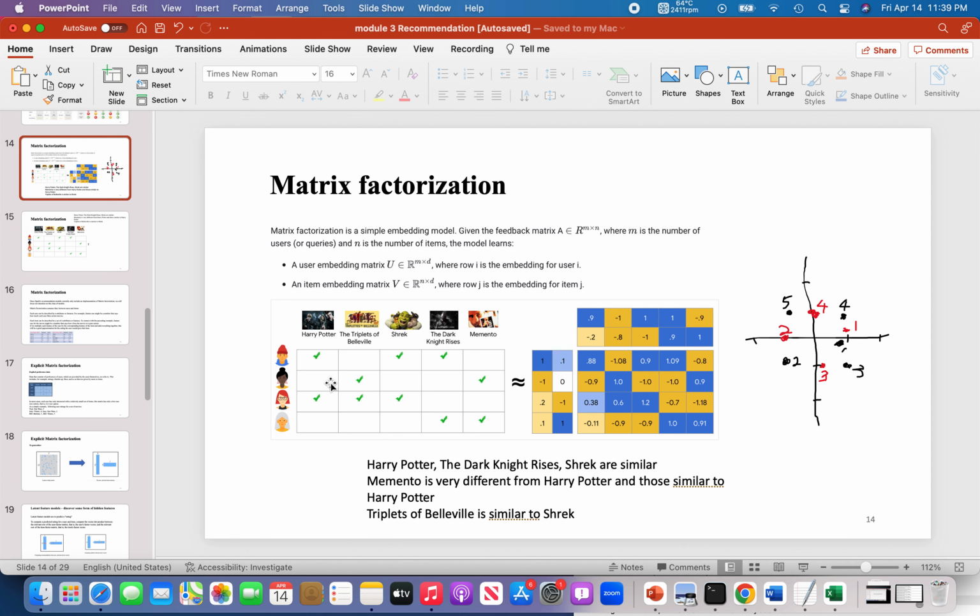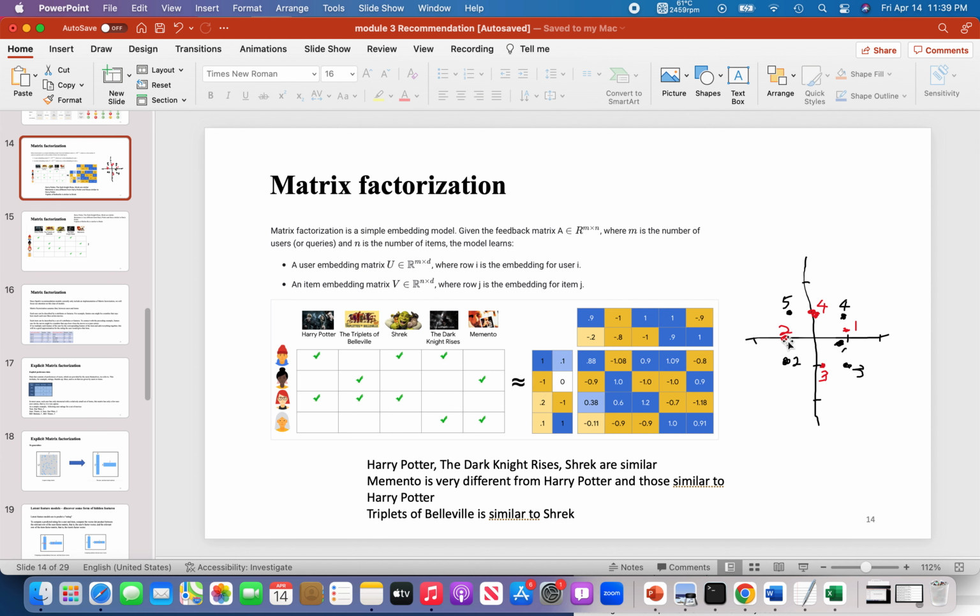Now user number 2. User number 2 has watched Triplets of Belleville and also Memento. So user number 2 in this case is situated at negative 1 on the x-axis and 0 on the y-axis.